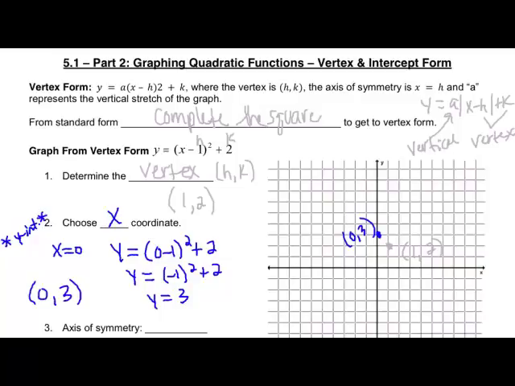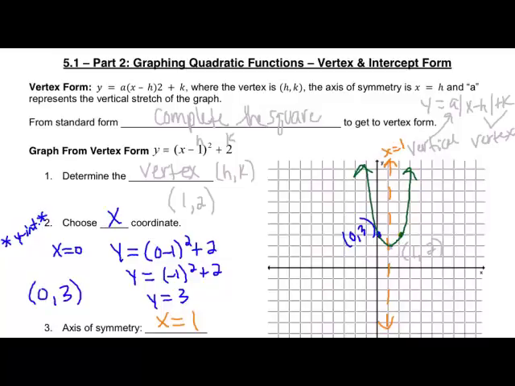Then from here, just like in the previous section, we're going to find the axis of symmetry. Same as before, the axis of symmetry is the x coordinate in your vertex, so x equals 1. Once we find our axis of symmetry, we're going to use that to find our other point. Notice the y-intercept and our axis of symmetry are 1 unit apart on the left-hand side. On the right-hand side, they're going to be 1 unit apart as well. So that is the graph of my parabola.